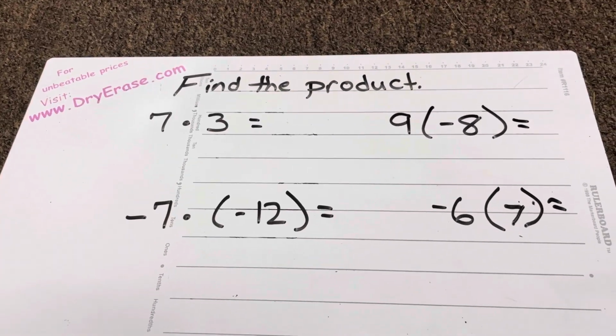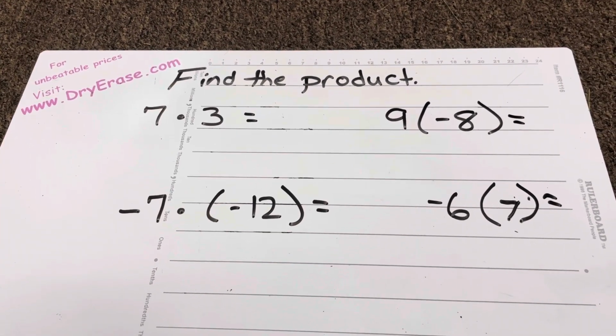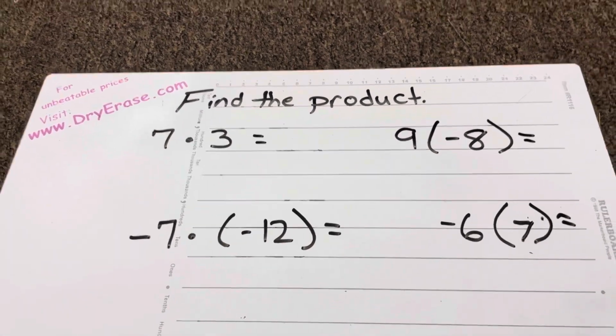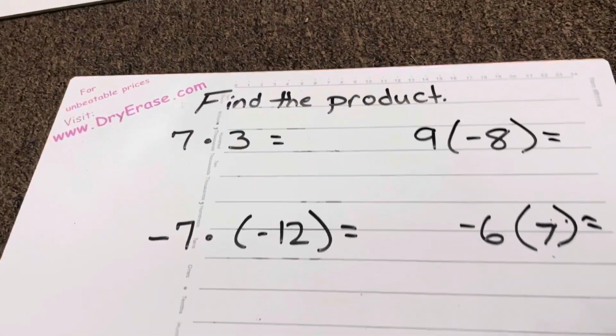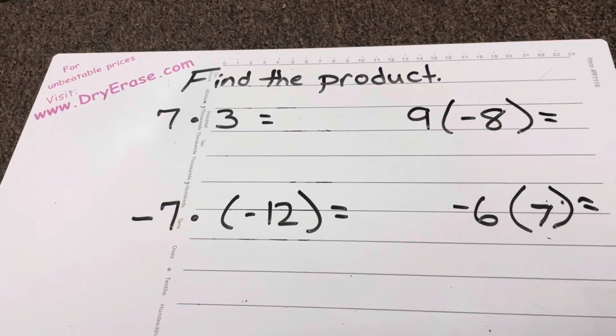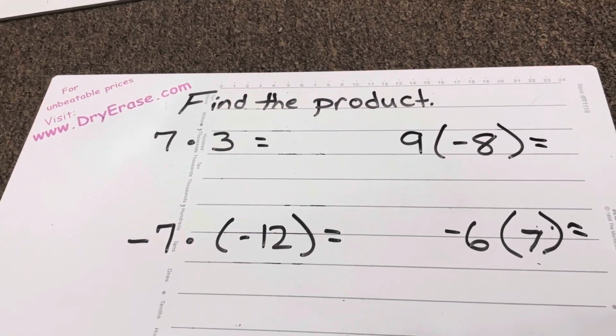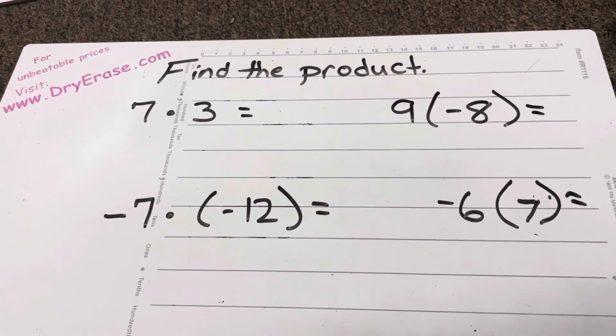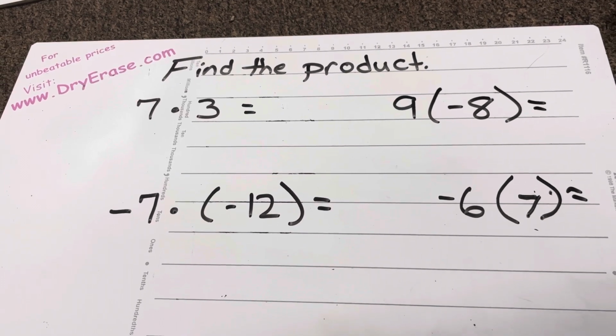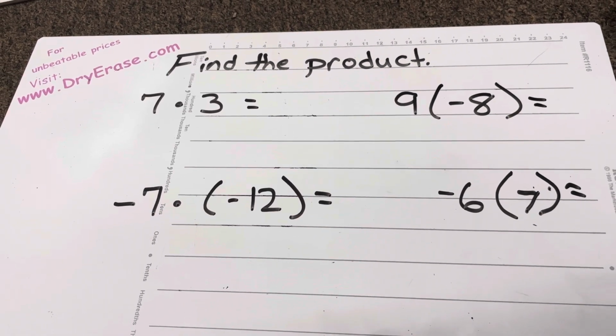All right, seventh grade. We are proceeding along here now with the start of chapter 2. And the directions tell us to find the product. Whenever we're multiplying with positive and negative numbers, there are some things you want to remember first of all.